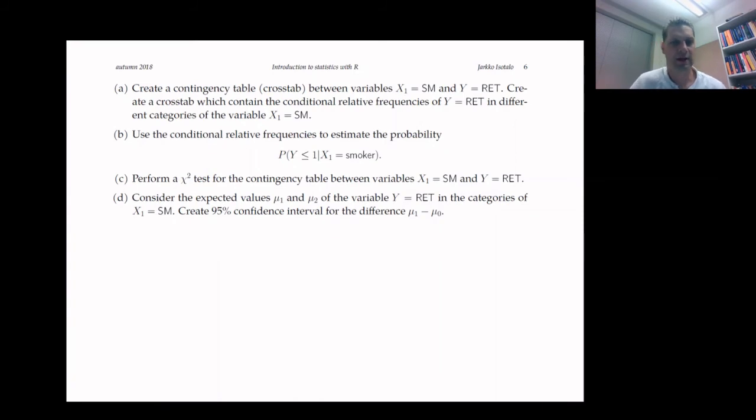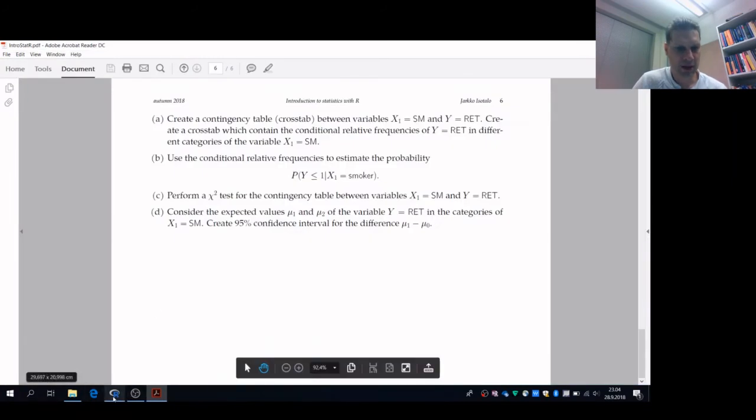So these are like this y being equal to 1 or smaller means that y can have values 0 and or 1. And then we should perform the chi-square test for contingency table between these two variables. And the last question is a completely different kind, and we can get that once we have solved this first A, B, and C. So let us do the cross tabulation here now.